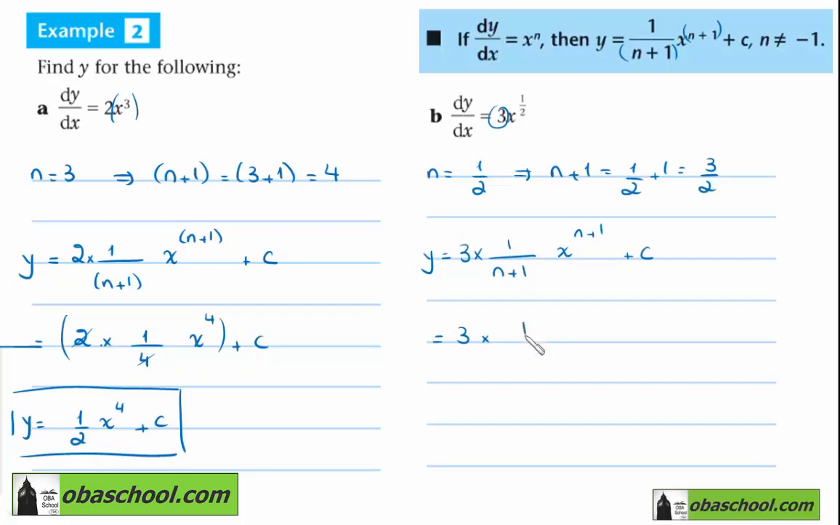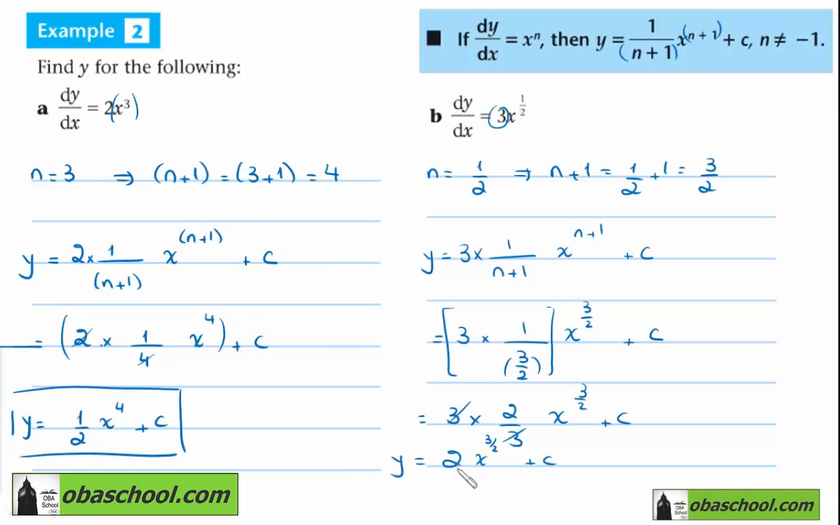Therefore, we get 3 multiplied by 1 over 3 over 2 x to the power n plus 1, that is 3 over 2, plus the constant. Now 3 stays the same, multiplied by 1 over 3 over 2, the reciprocal is 2 over 3, then it's 3 multiplied by 2 over 3 multiplied by x to the power 3 over 2 plus the constant. This is equal, by cancellation, 2x to the power 3 over 2 plus the constant.